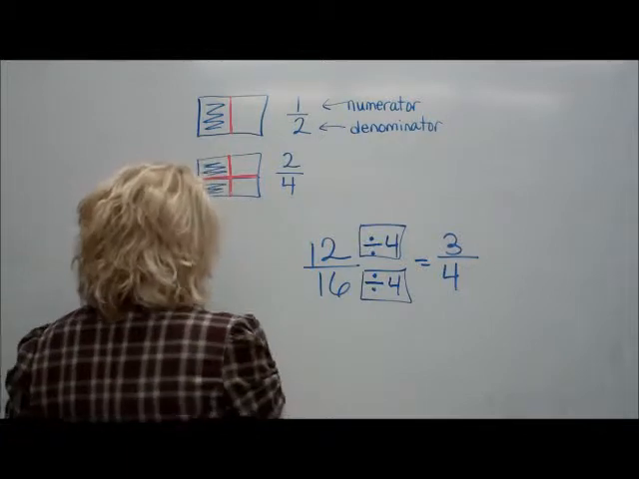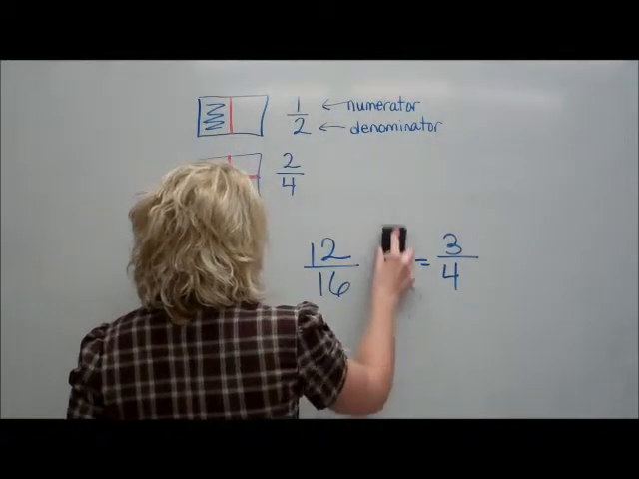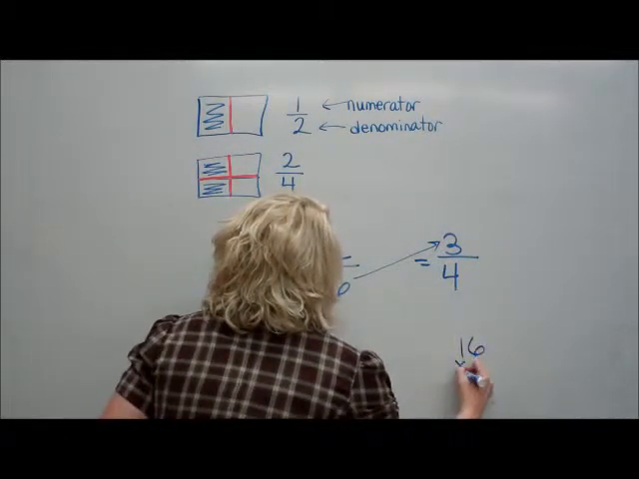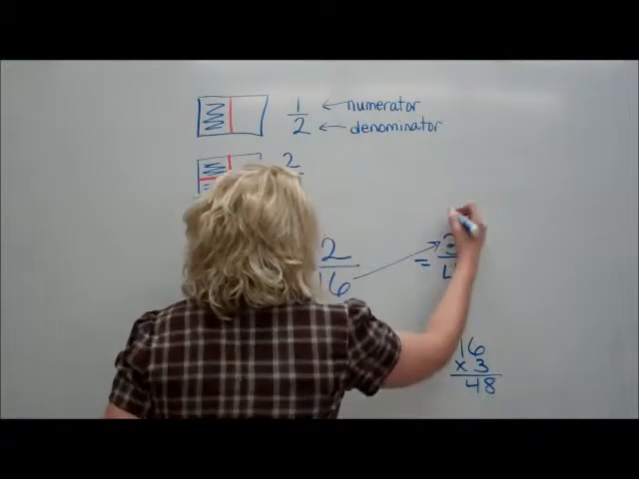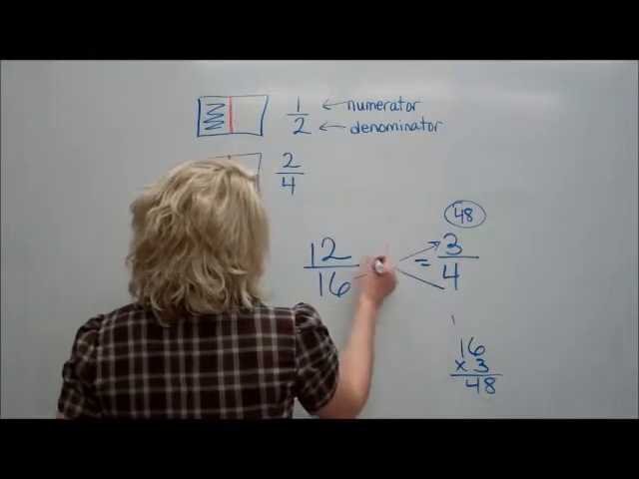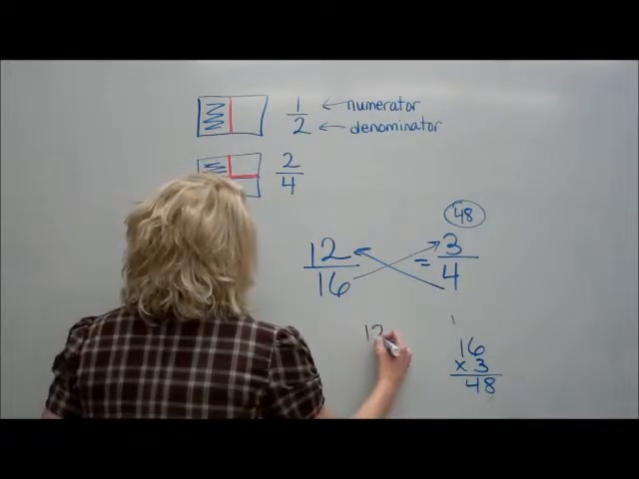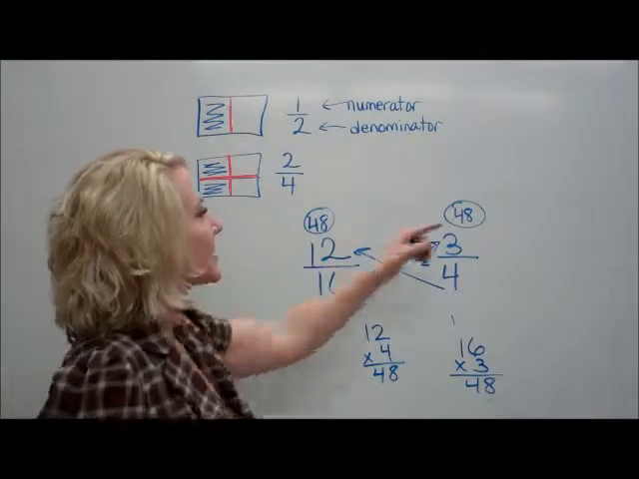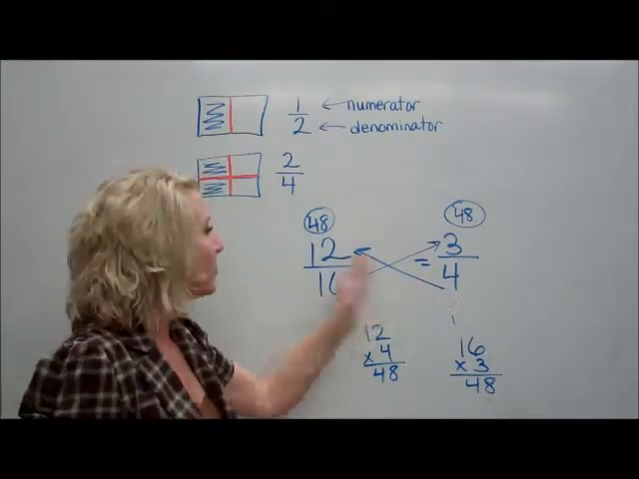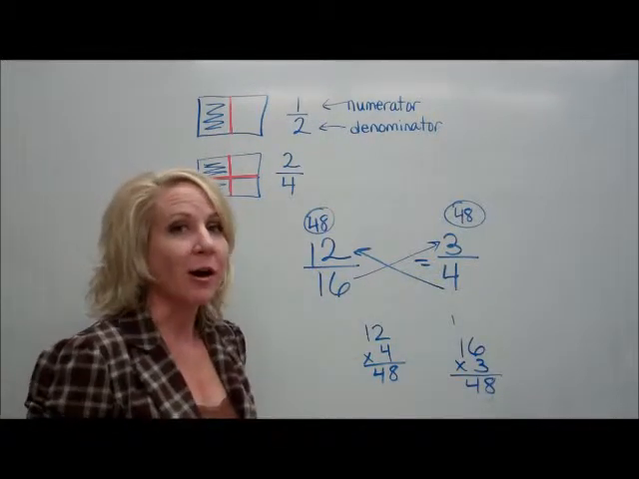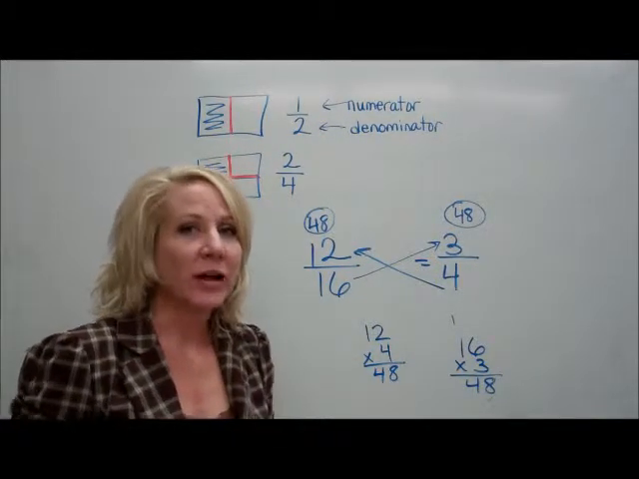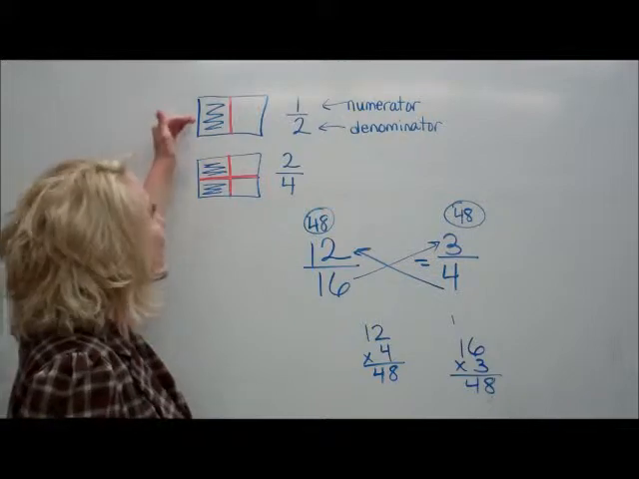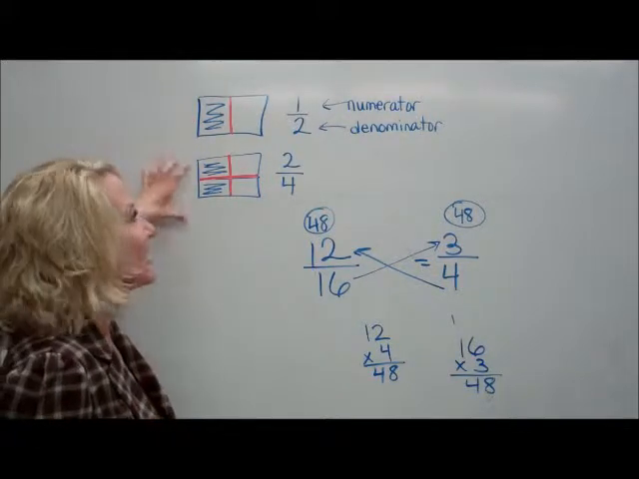And again, I can prove that these are equivalent using the trick. Multiply diagonally. We're going to need to use scratch paper, so you write it down. 16 times 3. The answer is 48. And multiply again diagonally the opposite direction. 12 times 4. Again, the answer is 48. Because I got the same answers multiplying diagonally in both directions, these two fractions are equivalent. So again, equivalent fractions are two fractions that name the same amount, the same number. And you can see how that works using pictures and imagining my chocolate bars.